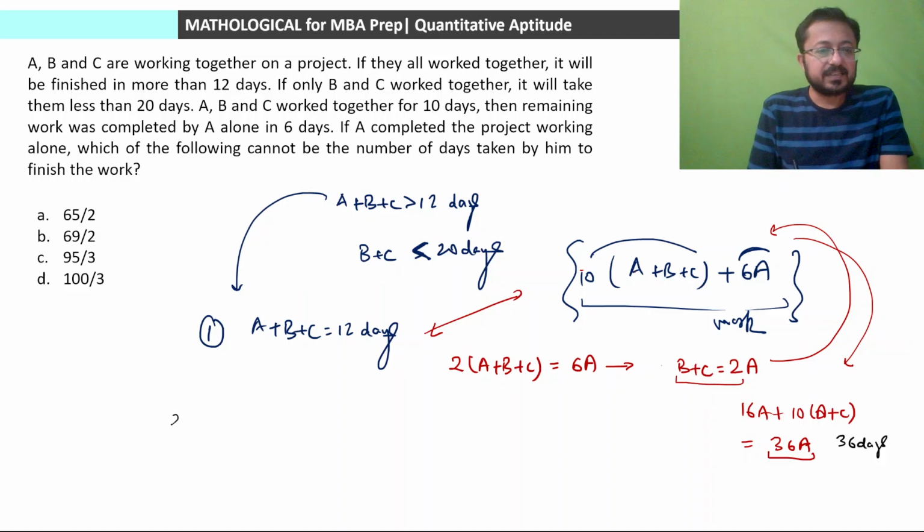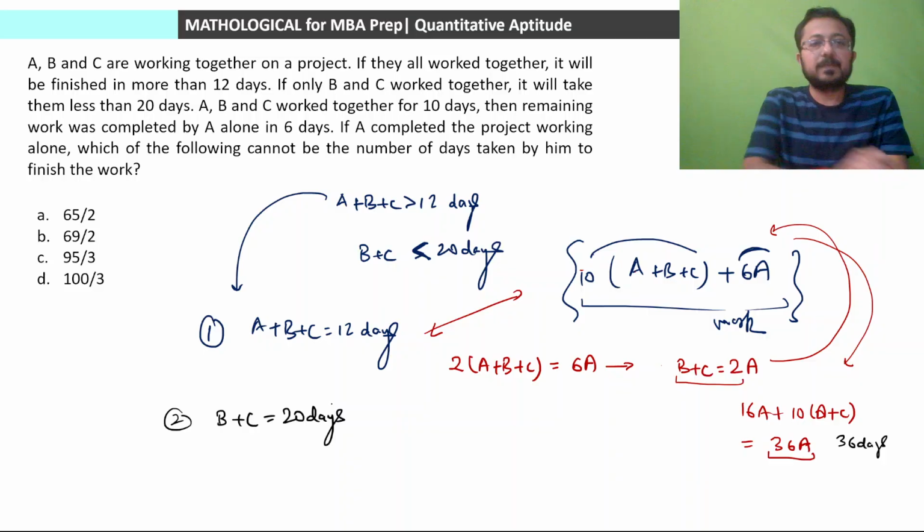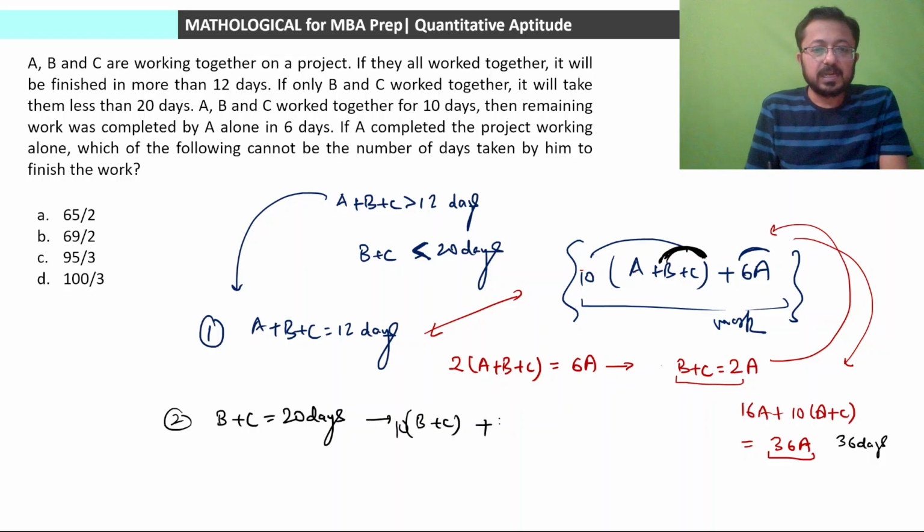Now second condition, when B plus C is less than 20, तो assume कर लिया हमने extreme value that B plus C are taking 20 days. So if B plus C are taking 20 days, and we know that B plus C have worked for 10 days here, यानी कि half the work has been done by B plus C, and remaining half of the work has been done by A in 16 days. So this is half of the work, and this is half of the work done by A in 16 days. So A in this case must be taking 32 days, क्योंकि 16 days में half work कर रहा है, तो complete work करने में 32 days लगेगा.